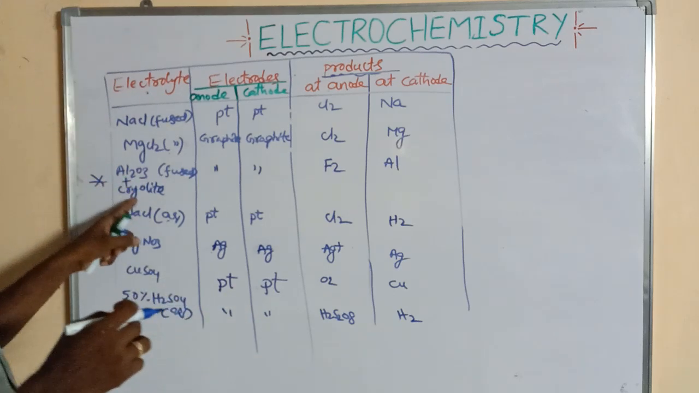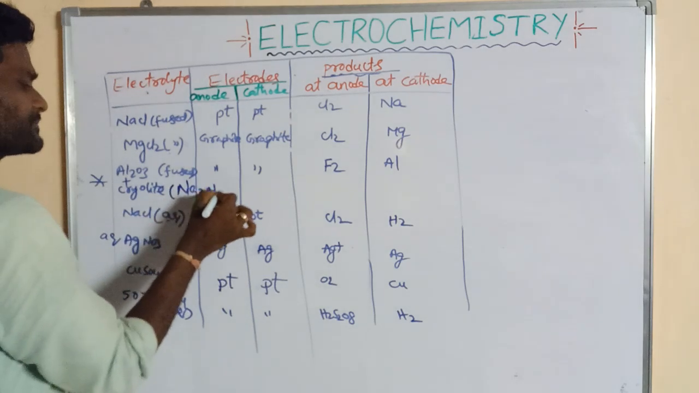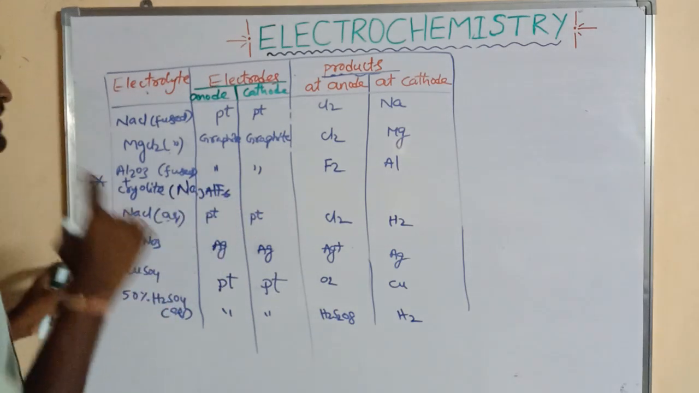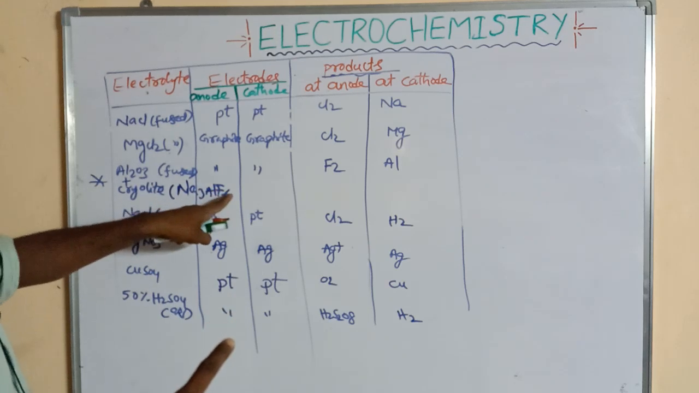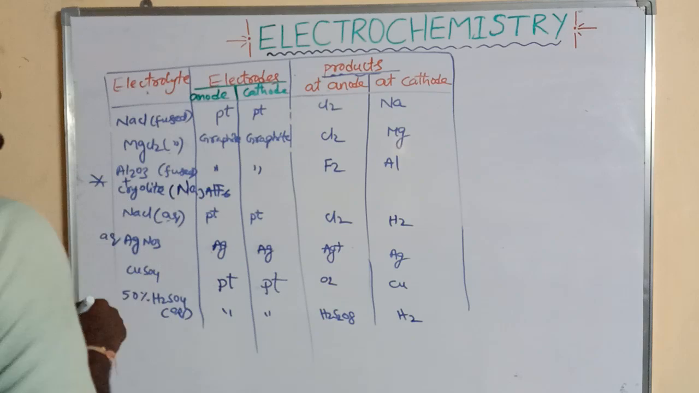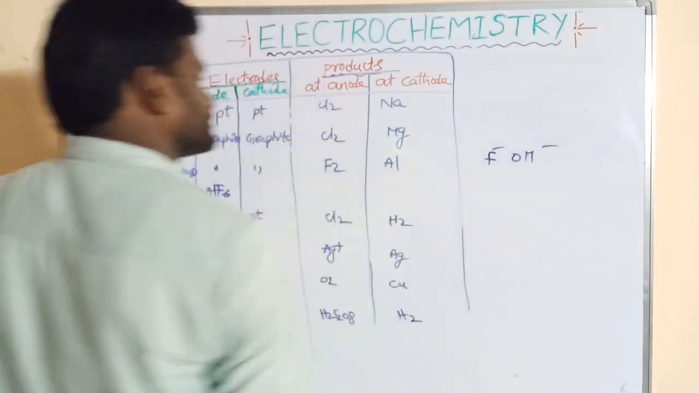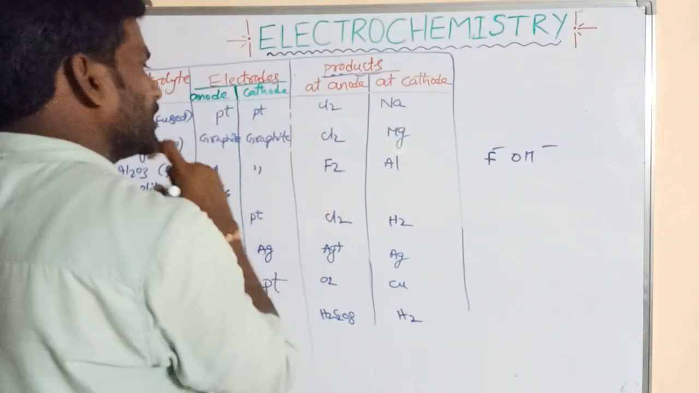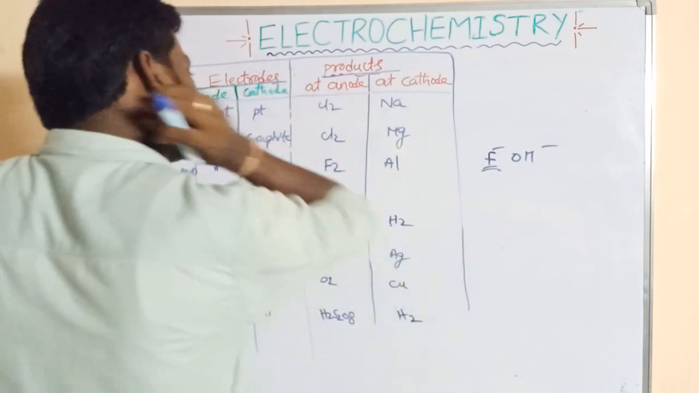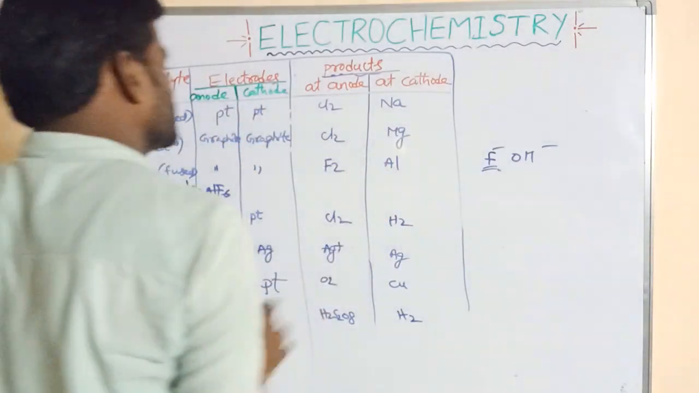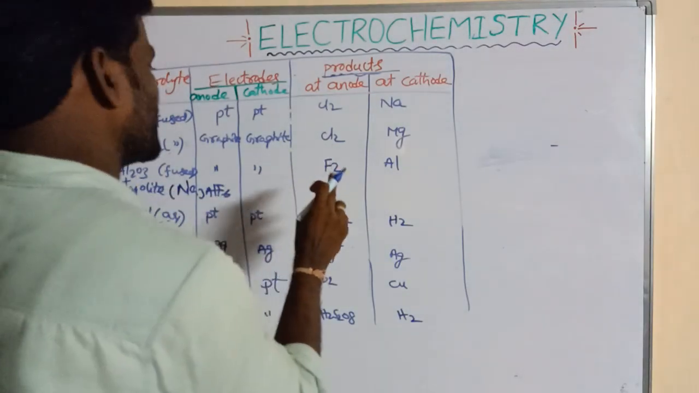So Al2O3 plus cryolite. What is the cryolite? Na3AlF6. Here, how is it ionized? 3Na plus, Al3 plus and 6F minus. Here F minus and OH minus both are there, which is having a less reduction potential, that is ionized. Okay, first of all we will discuss the two cations and anions.